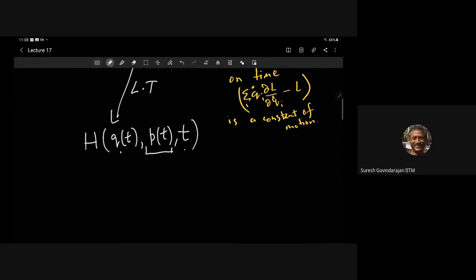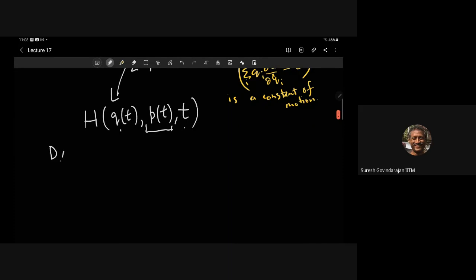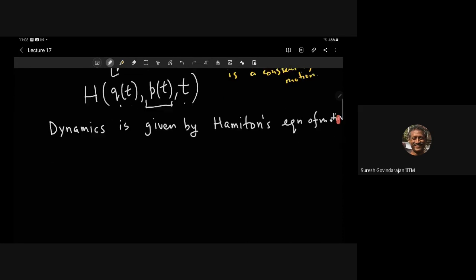Are there any more questions from others? So dynamics is given by Hamilton's equations of motion, not Euler-Lagrange. And that goes like this.